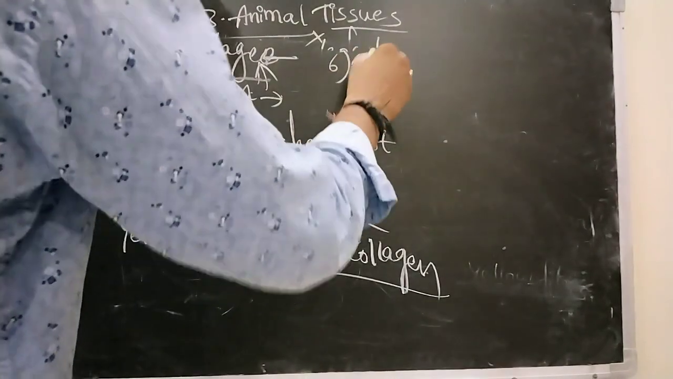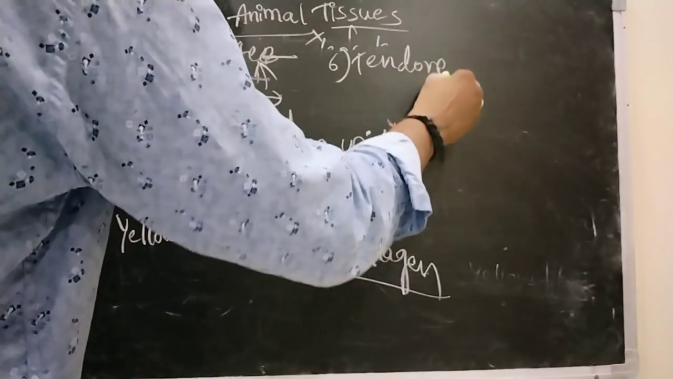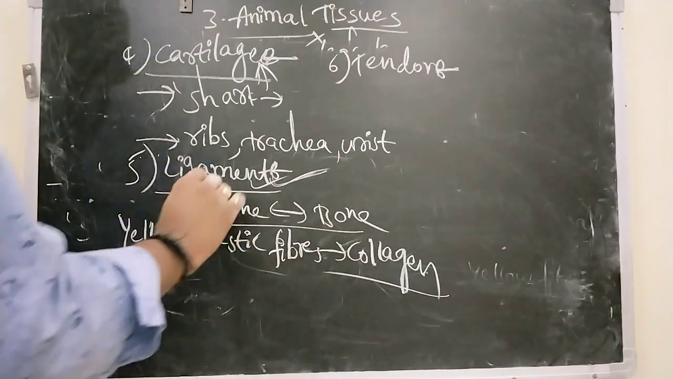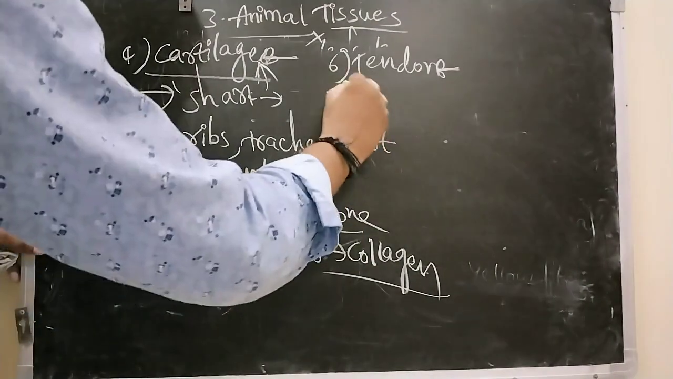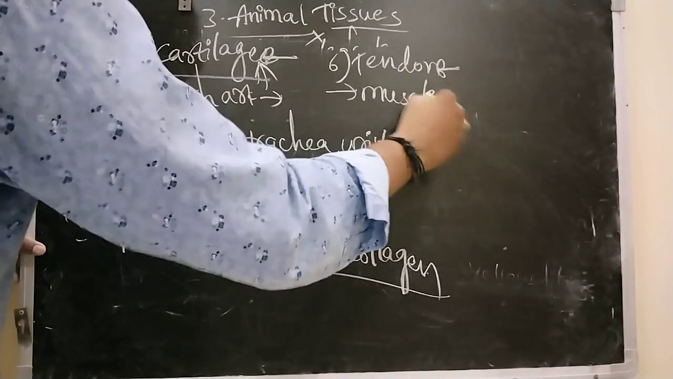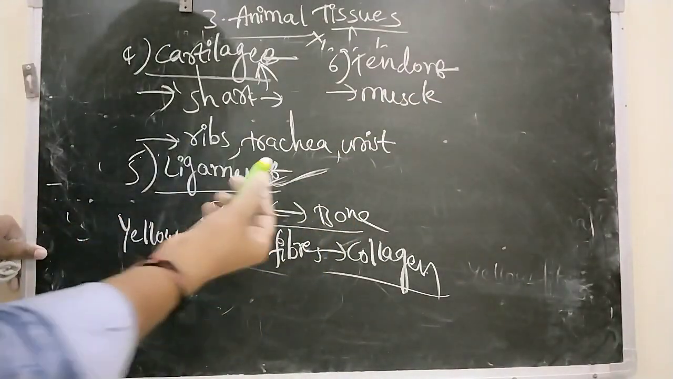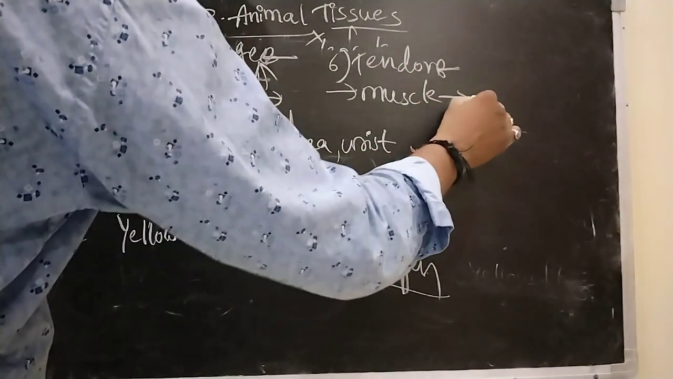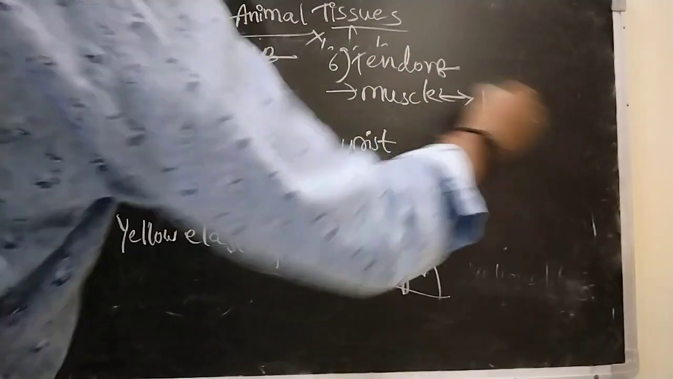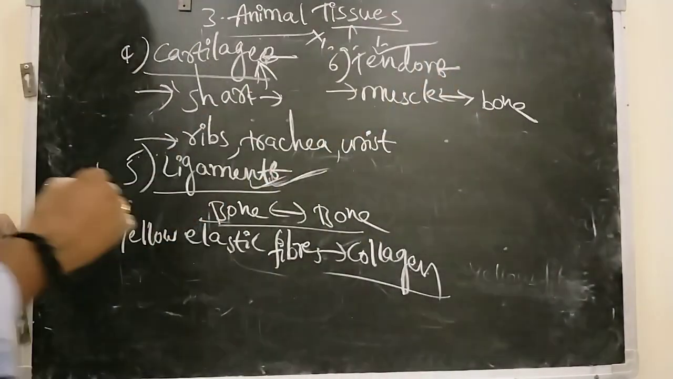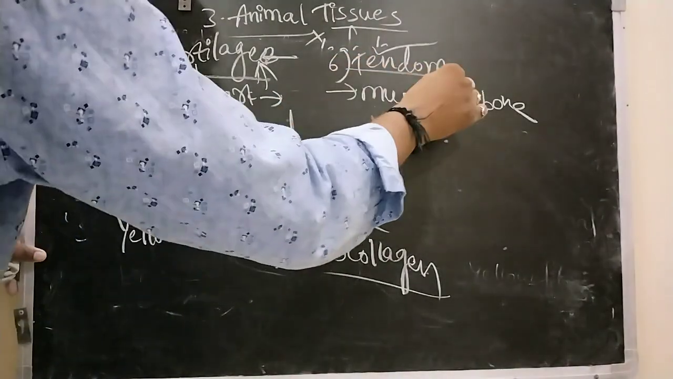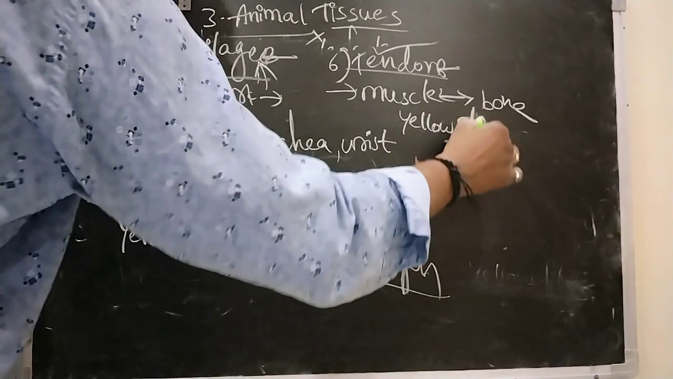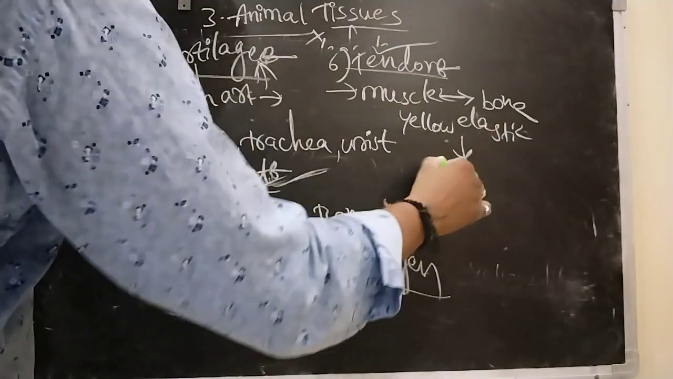Next, the sixth one, tendon. Here we have to remember carefully: where two bones are joined, the tissue present is ligament. Muscle is attached to bone, right? We cannot imagine our body without bone, and at the same time we cannot imagine our body without muscle. Where muscle is attached to bone, it is with the help of a connective tissue called tendon. It also contains yellow elastic fibers made up of collagen substance.